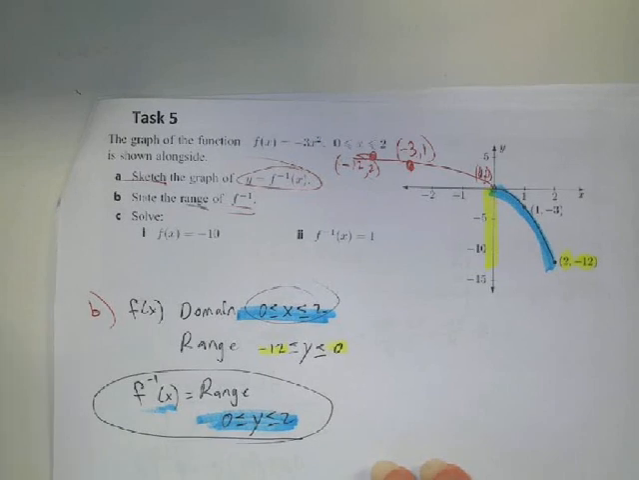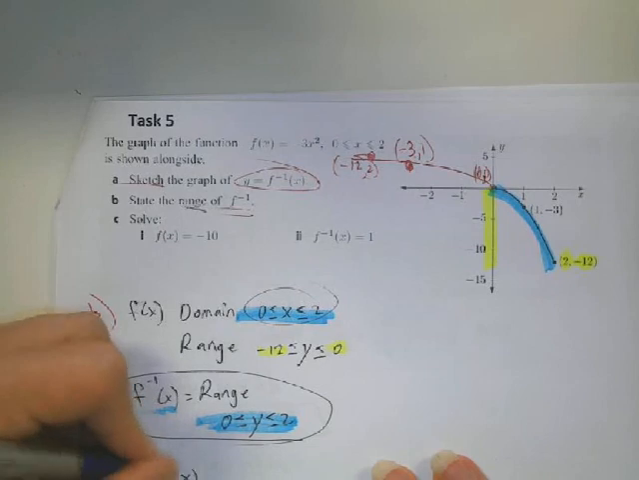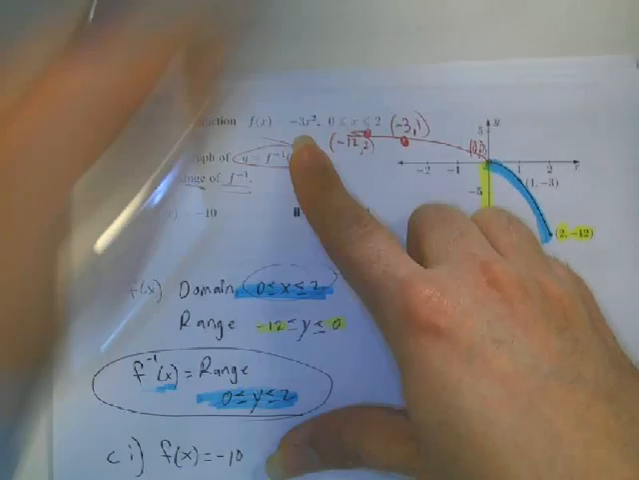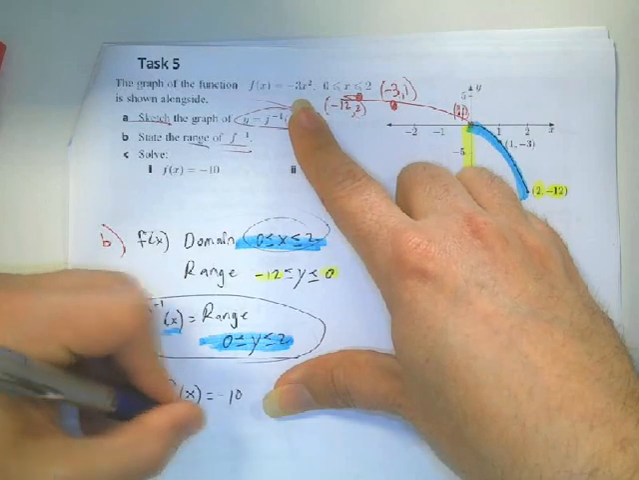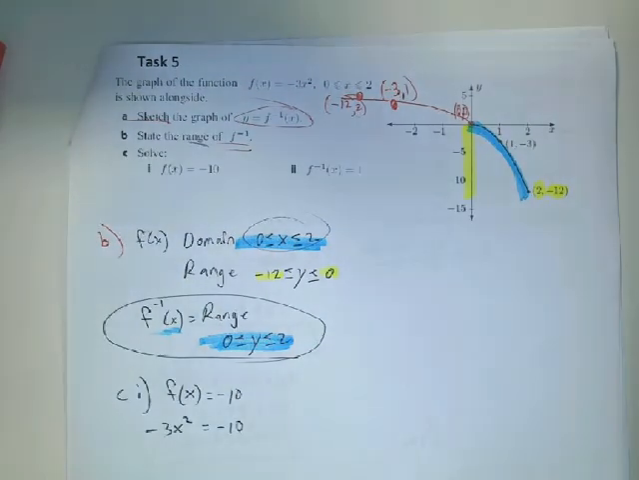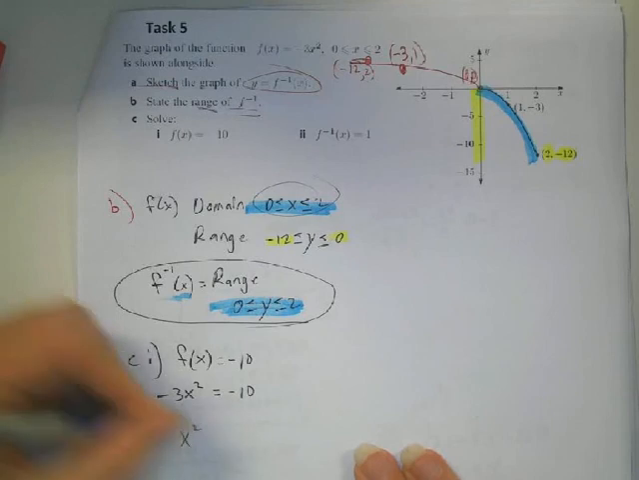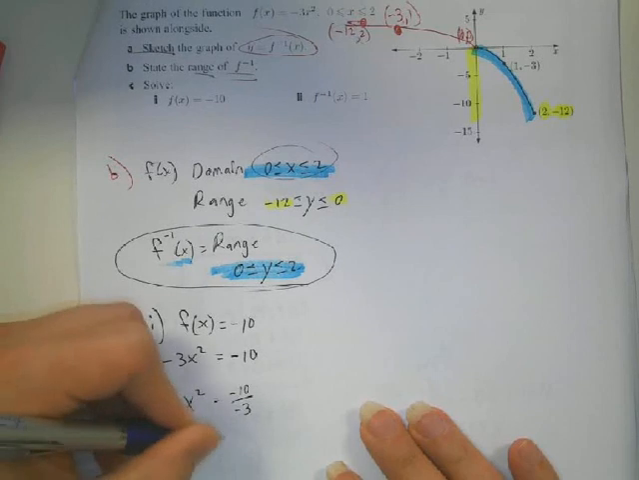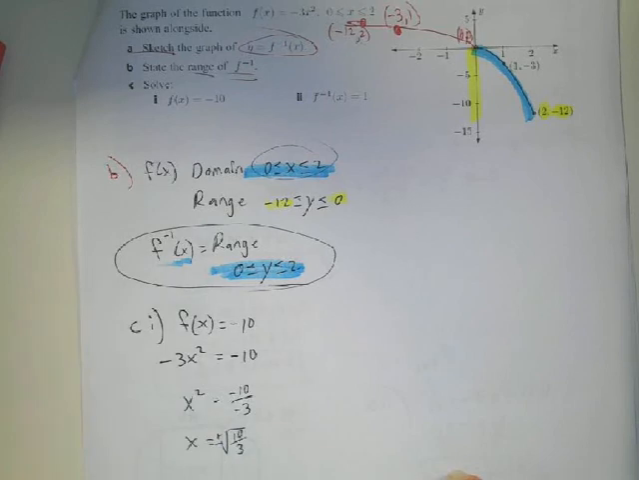Okay. Question C. I solve for f of x equals negative 10. So f of x is negative, oh, I can't see what I'm doing. F of x is negative 3x squared, and we want that equal to negative 10. Okay, so we divide both sides by negative 3. And then I take the square root, and x equals the square root of 10/3, plus or minus. Okay, and then CII.